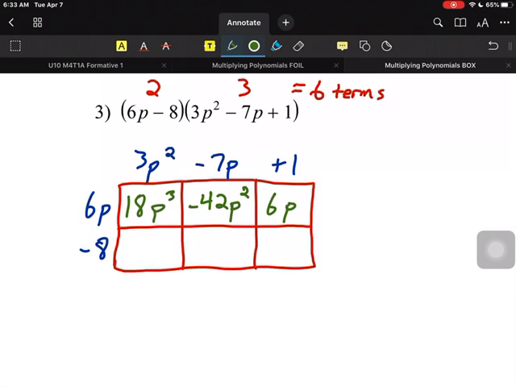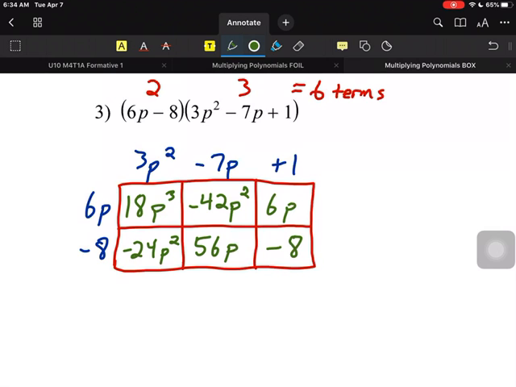Now you do the same thing with the bottom row. So negative 8 times 3p squared goes here because that's where they meet. So negative 24 and then p squared because that's how many p's there are. Negative 8 times negative 7p. Do the numbers first. So that's 56 and then a p. And then negative 8 times 1 is negative 8.